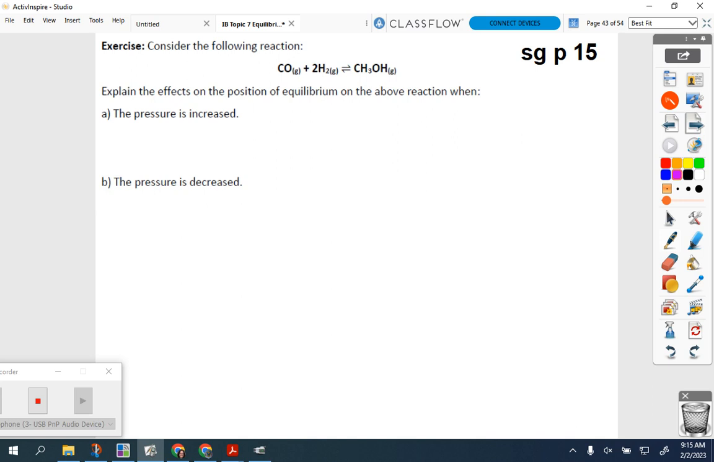Okay, so which one has more moles? How do you find the number of moles? Coefficients. CH3OH, does it have a coefficient? Nope. How many things are on that side? 1. So we have just 1 mole over here. How many total moles of gas do we have on the reactant side? 3. Yeah, exactly. So if we increase the pressure, where is it going to go?